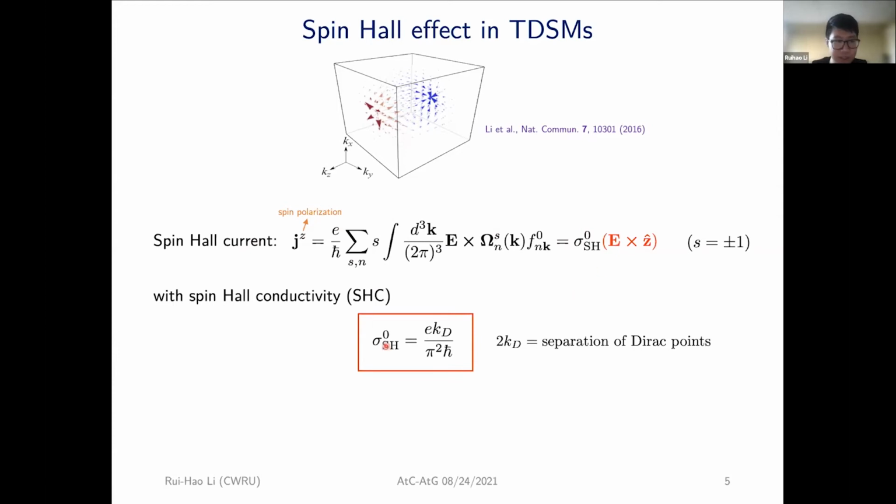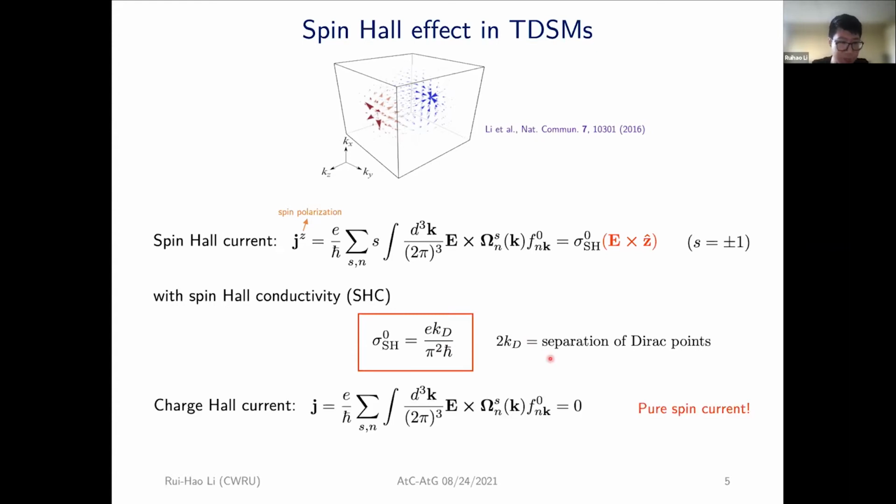What's more interesting is that the spin Hall conductivity can be written as a constant times kD, where 2kD is actually the separation of the Dirac points on the kz axis. This is really analogous to what's happening in Weyl semimetals, where the anomalous Hall conductivity is also proportional to the separation of the Weyl points in momentum space.